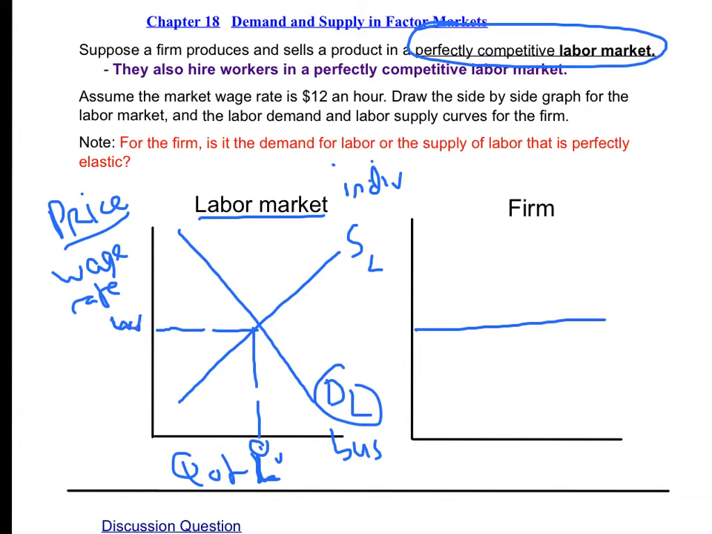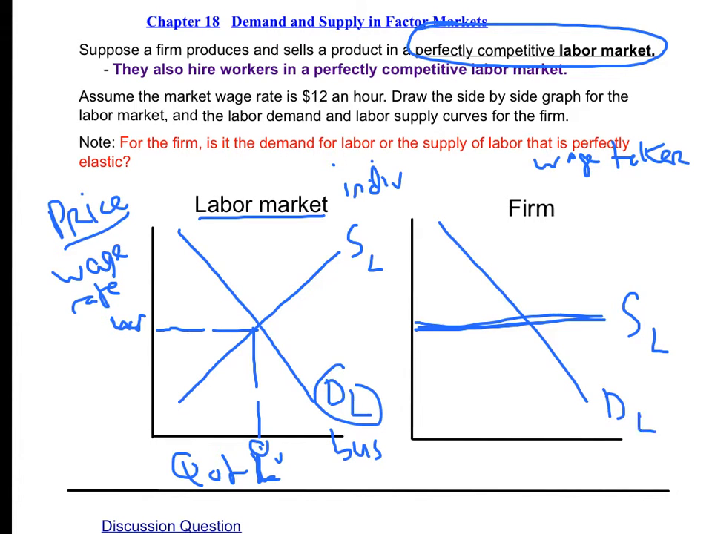The wage rate is established by the interaction of the demanders and suppliers of labor, but that wage rate is going to be taken by the workers. So here we're going to have a wage taker. So the wage taker is actually the prospective employee. So therefore, the supply of labor curve, the side-by-side graphs, is going to be horizontal at the same level as the wage rate. And we are going to have the downward sloping demand for labor. And this would be the quantity that the firm is going to hire.